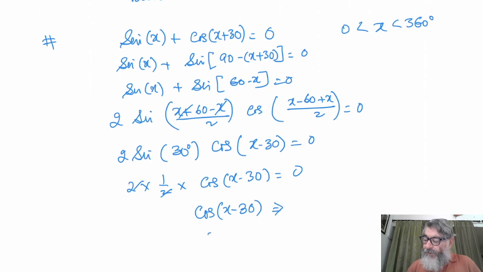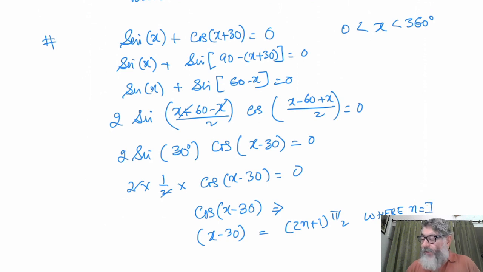So if cos is equal to 0, cos x minus 30 is equal to 0 means that will imply x minus 30 will be an odd multiple of pi by 2, (2n plus 1) pi by 2, where n belongs to set of integers. So x will be how much? x will be equal to (2n plus 1) pi by 2 plus pi by 6.